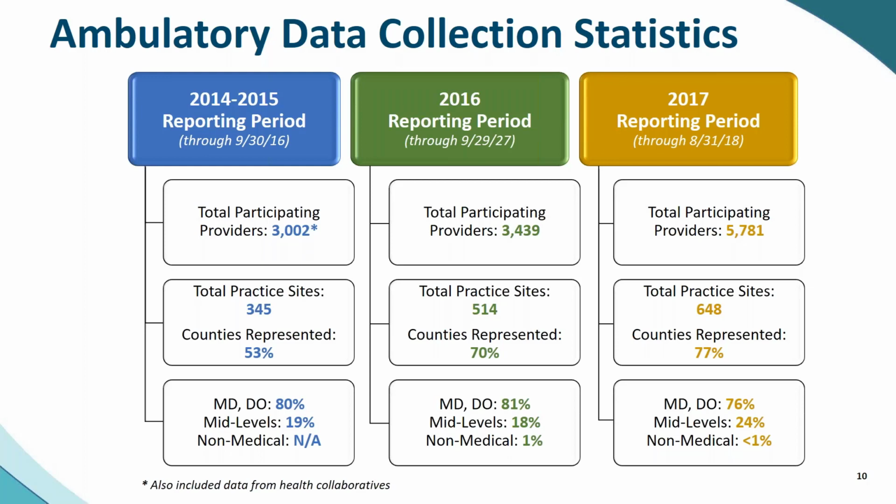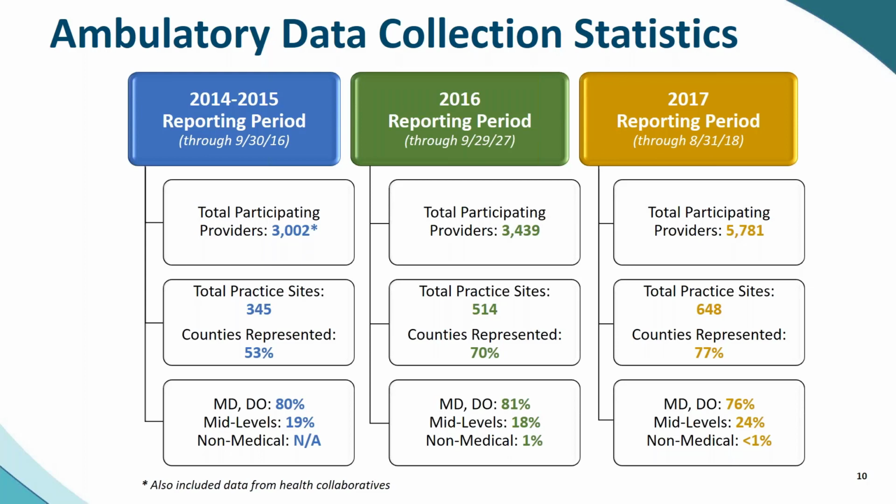We started with reporting from 3,002 providers. However, that included those 2 collaboratives that we spoke about. And in our most recent pool of data, we are recording information from almost 6,000 providers. The sites also increased, from 345 sites back in 2014-15 to 648 sites in the same period that we're just finishing up with. So you can see as the grant continued, we continued, with all of your help, to receive the information.